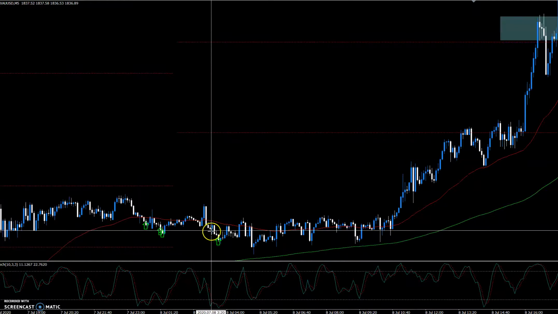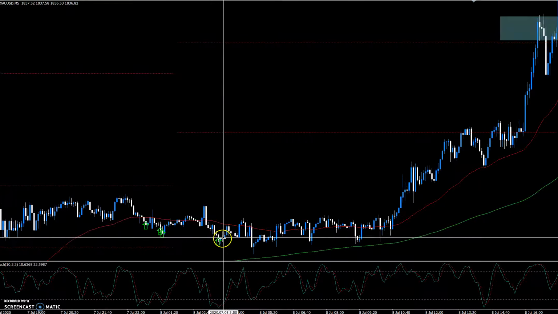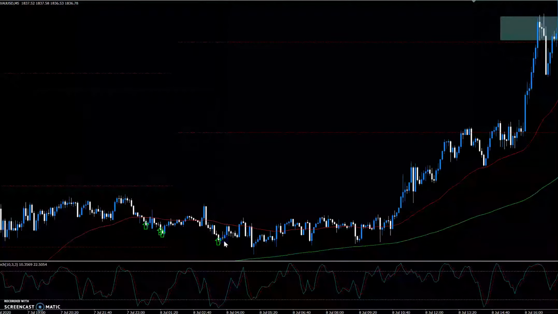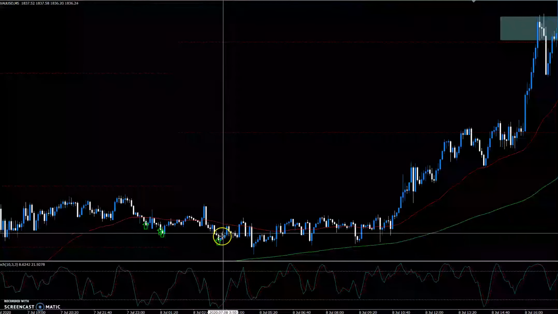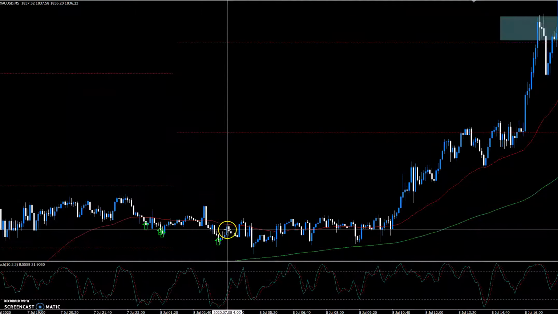So let's take this example here. After getting the signal from the Elder algorithm, what we want to do is wait for confirmation using the stochastic oscillator. We're going to wait for it to pass back above the 20 line here. So after getting the signal, we would enter somewhere around here, and then we'd set our stop loss to around 35 pips.